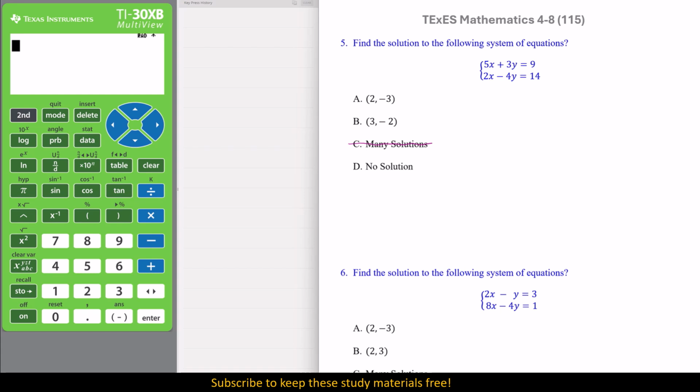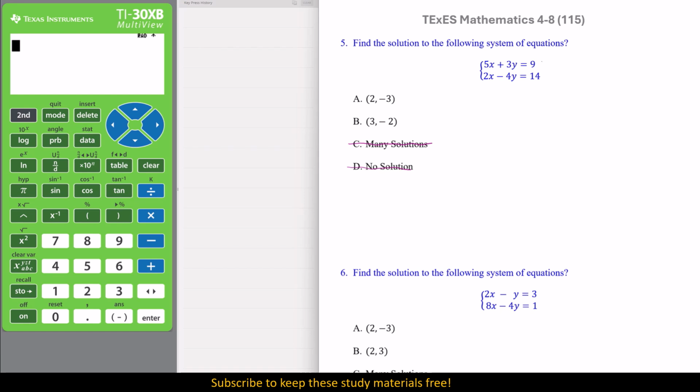Okay. Now, no solution means we would have the same slope. If we put those in y-intercept form, I just don't think so, because if I have negative 5 divided by 3, and then the other one would be negative 2 divided by negative 4, definitely not the same slope. So I'm going to disagree with D. And let's just follow through like we would normally, okay?